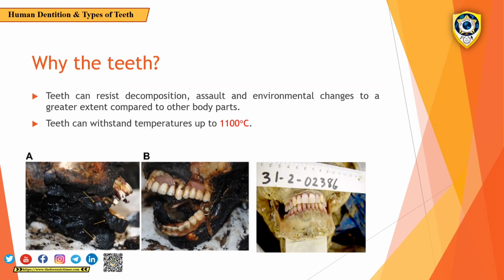Why the teeth? What is so special about the teeth? Now, we've already seen that enamel is the hardest substance in the human body. Therefore, they protect the teeth, and the teeth can resist any kind of decomposition, environmental changes, or even assault to a greater extent than other body parts. Also, the teeth can withstand temperatures of up to 1100 degrees Celsius. So thus, in case of massive fires, even if the rest of the body is charred beyond recognition, the teeth remain pristine and intact and are available for identification.